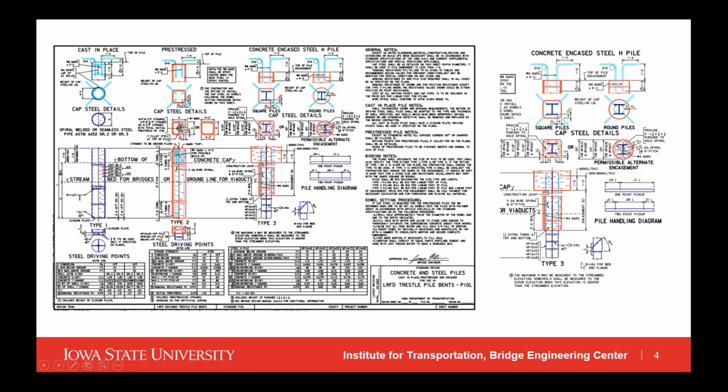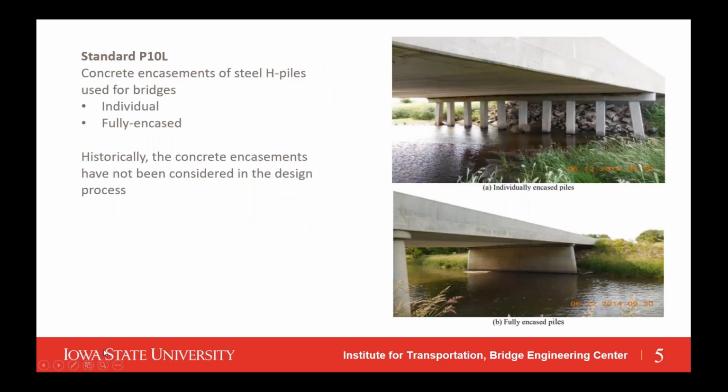I believe you can see my cursor, but what I'm circling here, you can see the H pile driven down into the stream bed below, and then that portion above the stream bed and slightly below the stream bed is encased up to the pile cap. This is just a depiction of a singly encased pile, but the same standard is true of a fully encased pile bent, which I'll show you on the next slide.